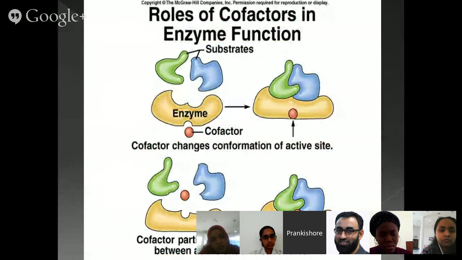The second function, cofactors participate in temporary bonding between active site and substrate. In the presence of cofactor only, the substrate binding is complete. So there are two functions of cofactor. One is that the cofactor changes the conformation of the active site. The second one, the cofactor participates in temporary bonding between the active site and substrates.